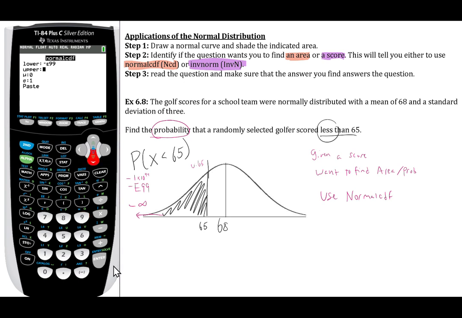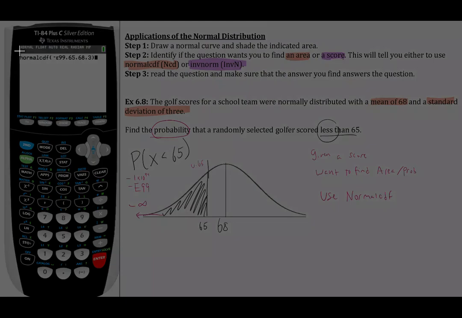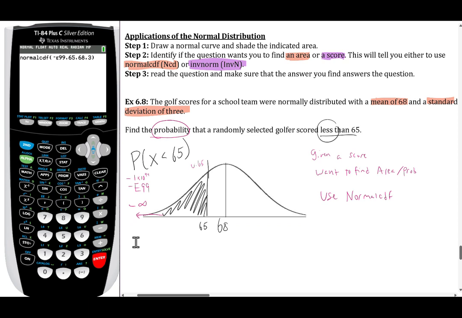Our upper value is 65. The mean for this distribution is 68, and the standard deviation is 3. We're just getting those values from the word problem itself. And then we'll go down and press paste. If you're using the older display TI-84 or the TI-83 calculator, this is what you will need to type in as well. And we'll get that the probability is 0.1587.